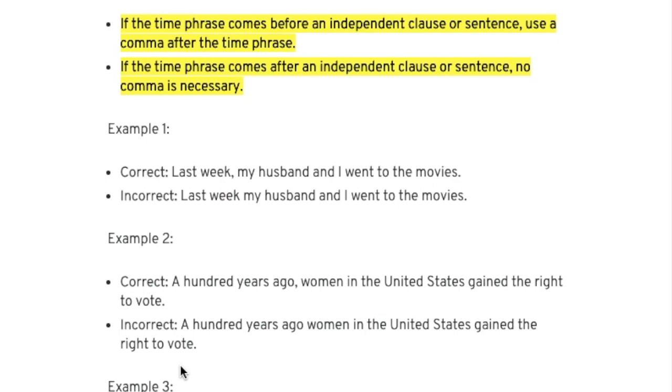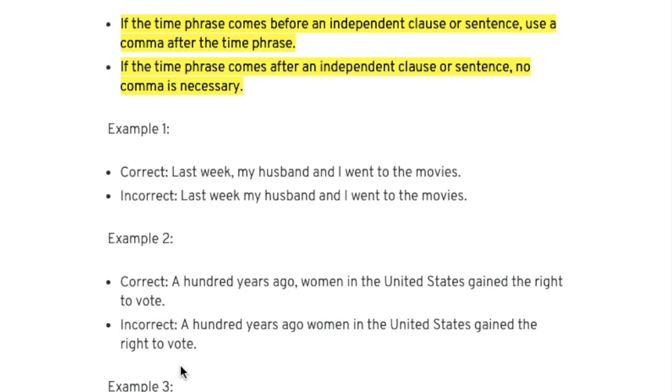Anyway, in general, the rules around commas and time phrases are as follows. If the time phrase comes before an independent clause or sentence, use a comma after the time phrase. If the time phrase comes after an independent clause or sentence, no comma is necessary.